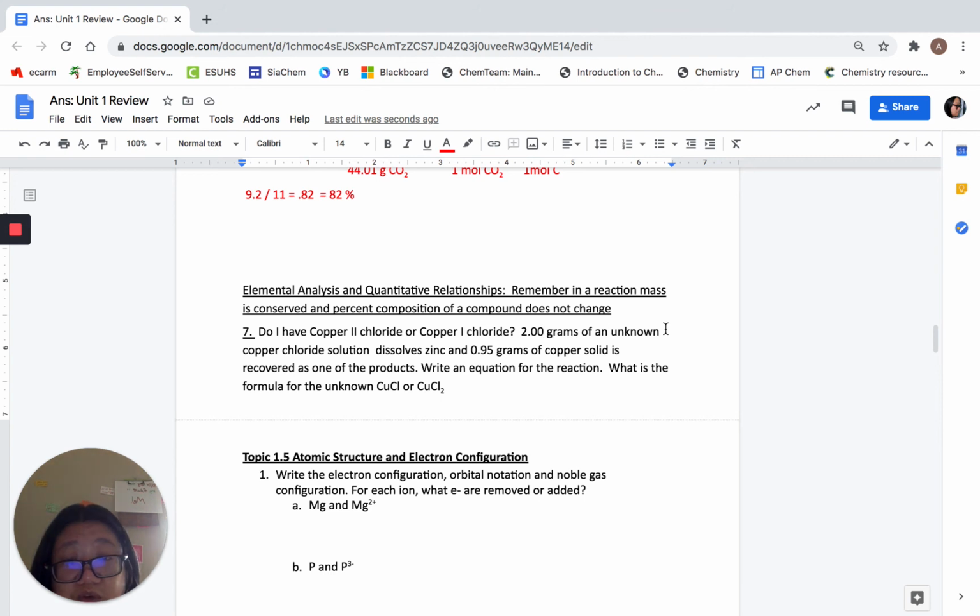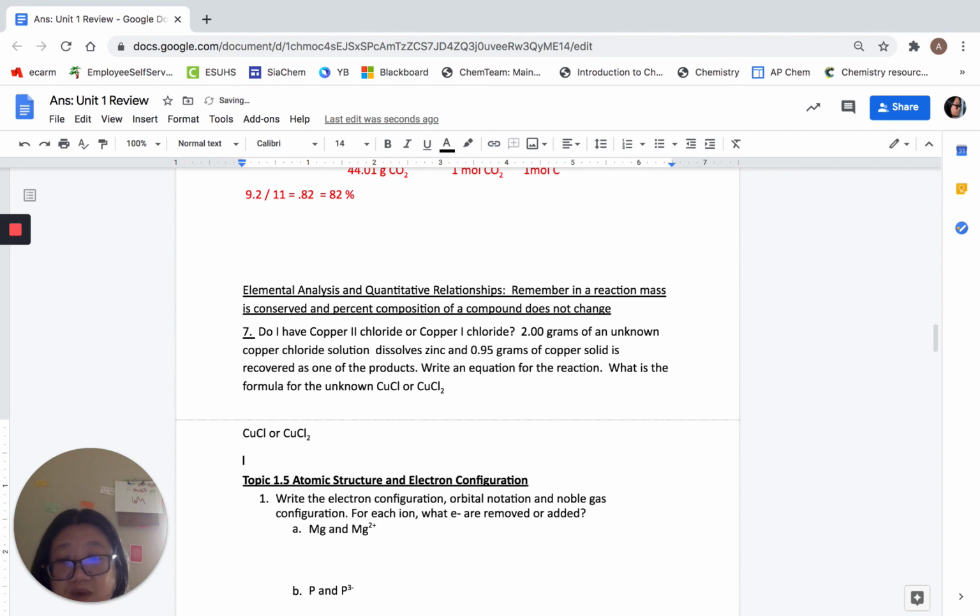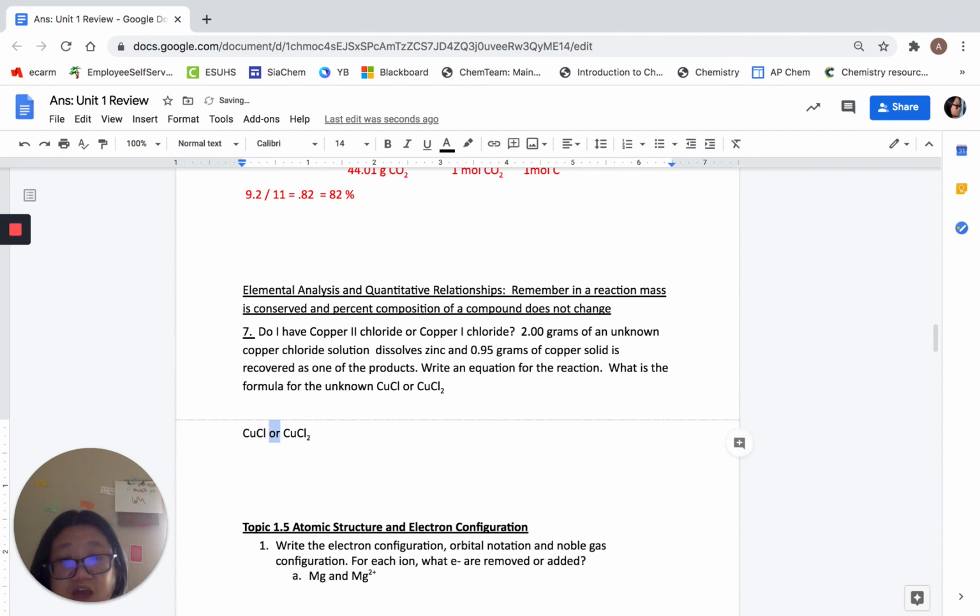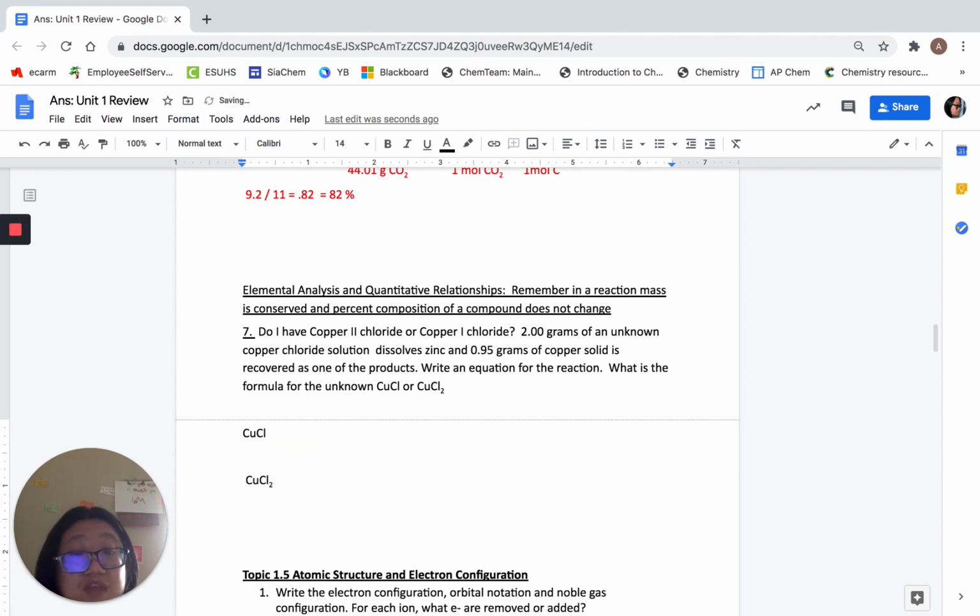2 gram of copper chloride solution dissolves zinc, and 0.95 gram of copper solid is recovered as part of the solution. First, let's write the chemical equation. We don't really know the chemical equation yet, because we don't know what kind of copper chloride it is. So I'm going to have 2 possible equations, right? You start out with CuCl or CuCl2.